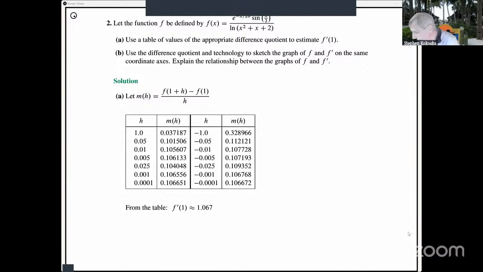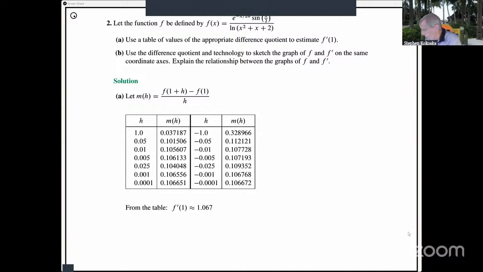So let's see, we want to use a table of values to see if we can approximate f prime of 1. And then we want to use the difference quotient, and I confess this is something that Tom taught me a while ago. I want to see if I can use the difference quotient to sketch a graph of f and f prime on the same coordinate axes. And often when I'm teaching difference quotients to begin with, I'm asking my students, if they get an expression for f prime, can they explain the relationship between these two graphs, f and f prime? Because that sets me up for what's to come here.